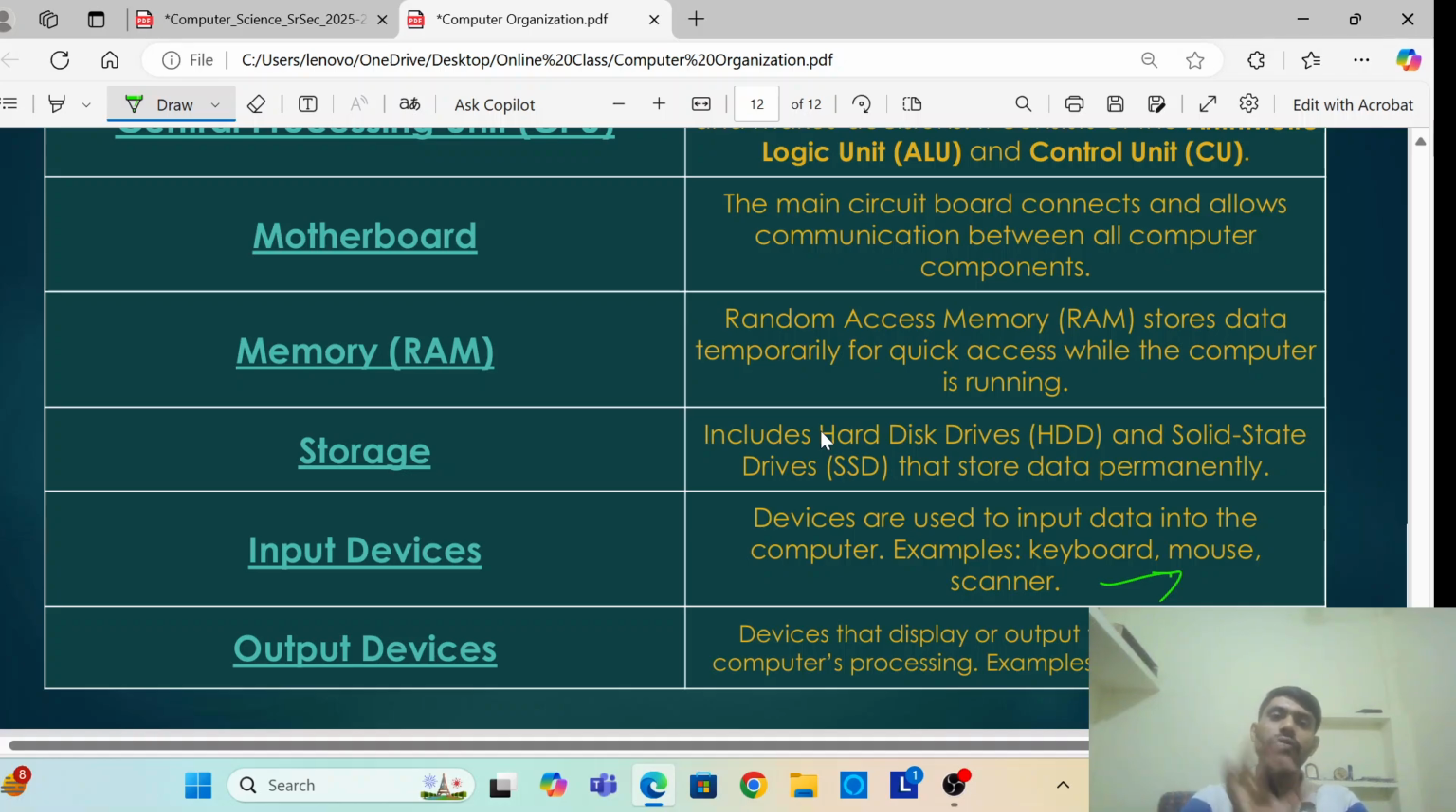So this is all about the fundamentals of computer, how the computer system is built.